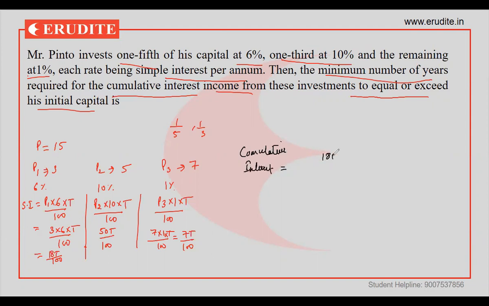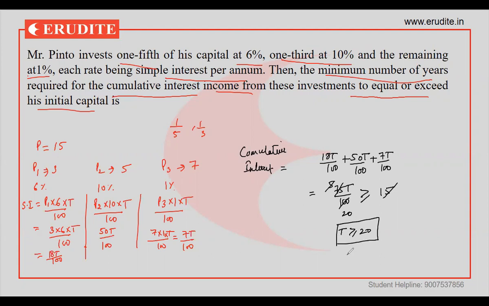That is 18T by 100 plus 50T by 100 plus 70 by 100. This 68 plus 7 is 75T by 100. And this should be greater than or equal to 15. So this will be 5, this will be 20. So T value should be greater than or equal to 20. So the minimum time period for T is how much? 20 years. So this is our answer.